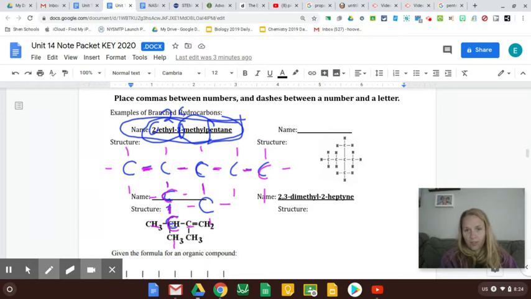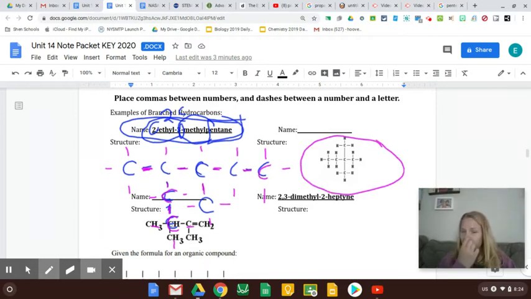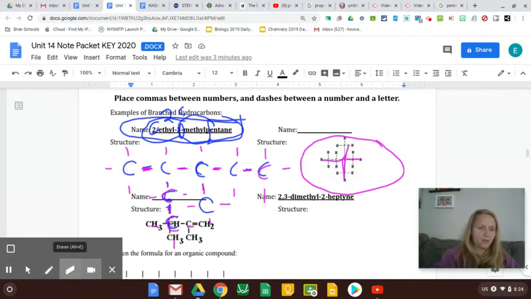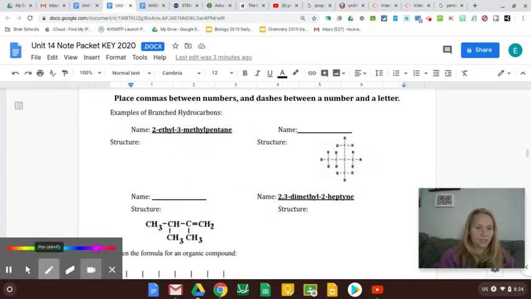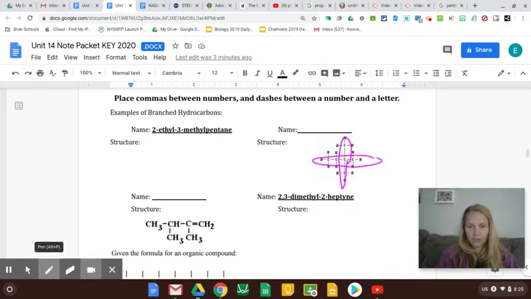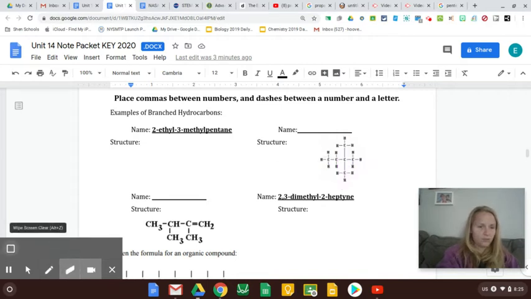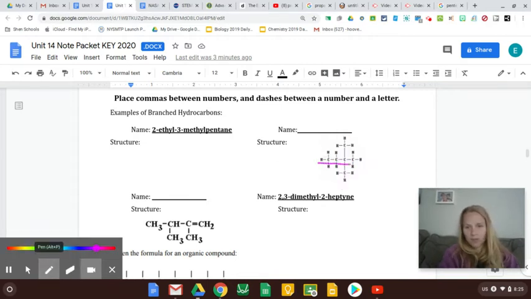Now they gave me the picture and I'm going to name it. I see some branches. I can't run my finger across this in one clean sweep because I'd have to go like that and double back over. So that definitely has branches. The longest chain, let's see, this is 3 in a row. This is 4 in a row. So the longest chain is the 4 in a row. Okay, this is my parent chain then.